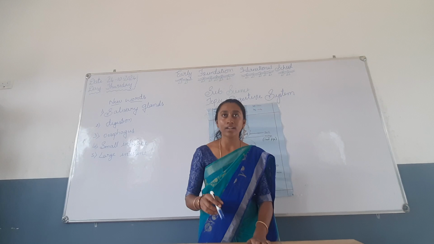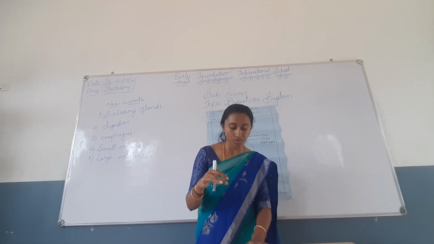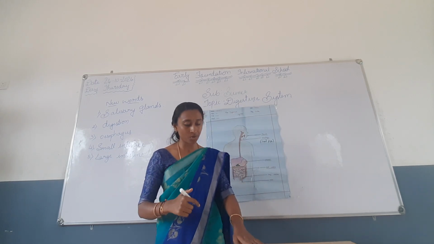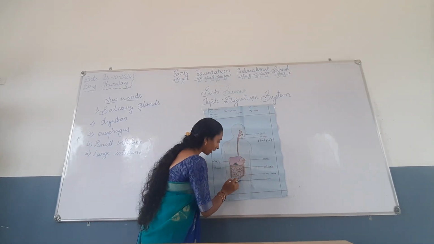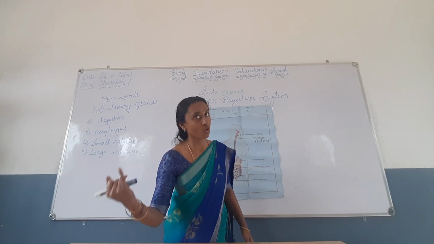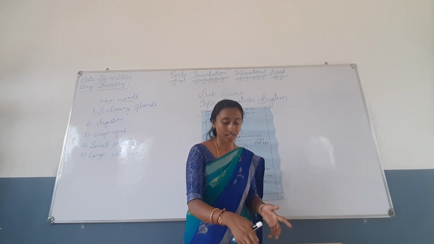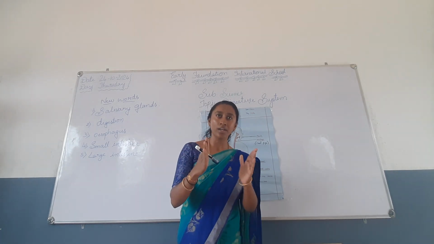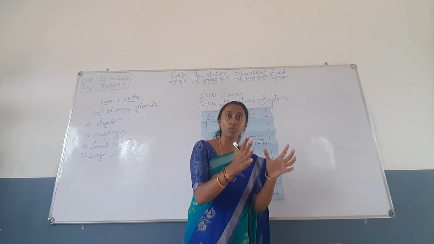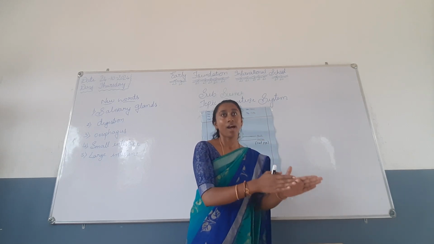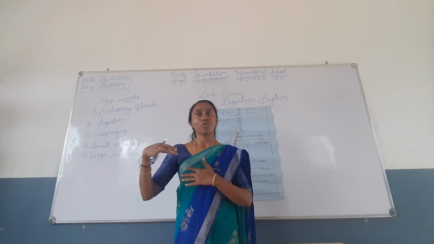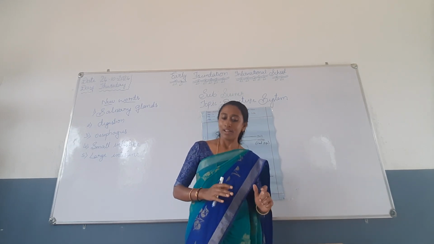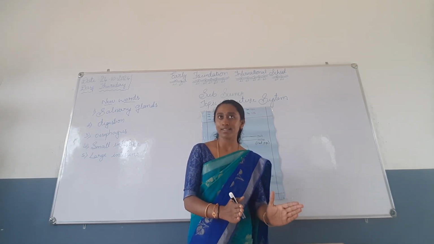In the large intestine, water from the undigested food is reabsorbed again, and the solid waste is removed from the body through the anus. The large intestine absorbs the liquid form like water, and the solid waste comes out through the anus. Okay, till here we already discussed in the class.